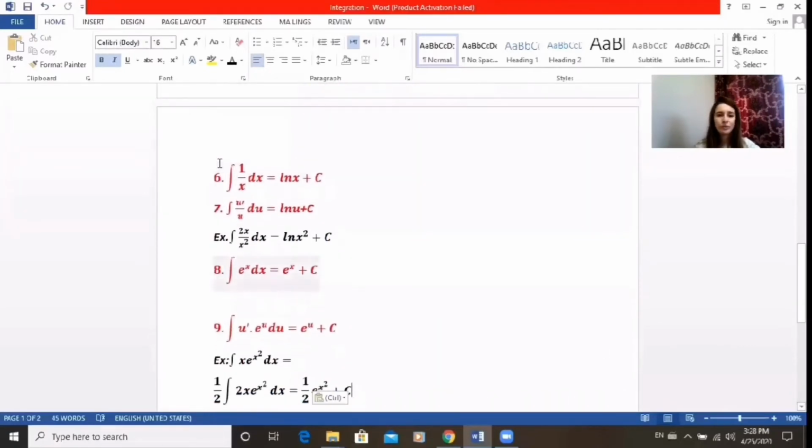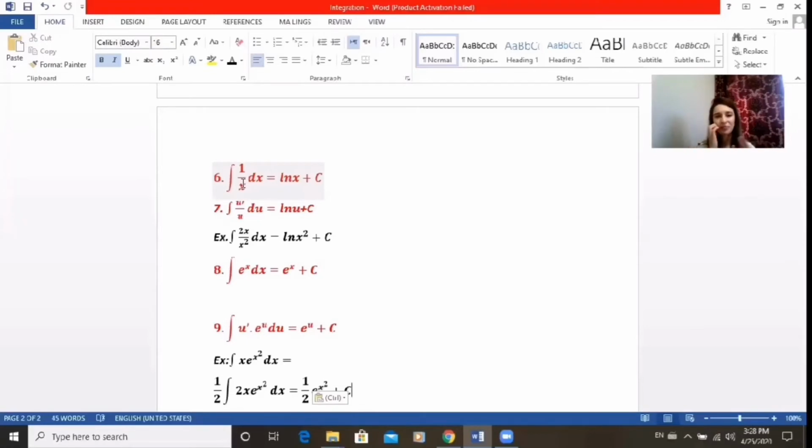The first one, if you have integrate 1 over x. First of all, if you have a fraction, directly think of u prime over u. Don't think of something else. Just u prime over u. When you have just 1 over x, directly it's going to be ln x plus c.